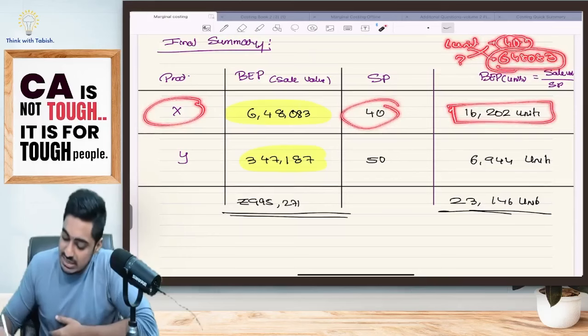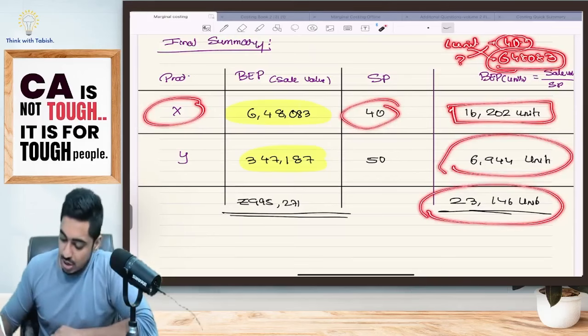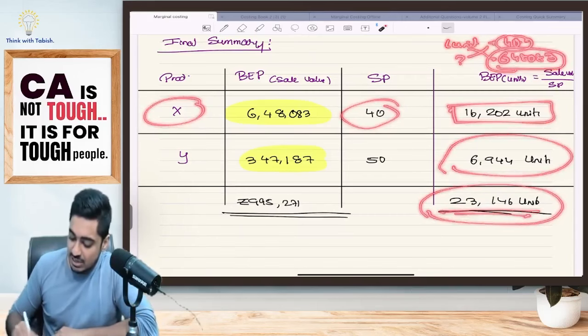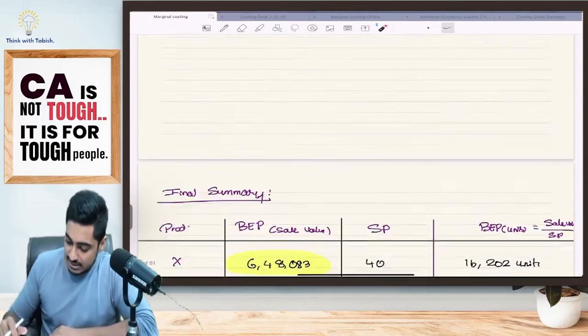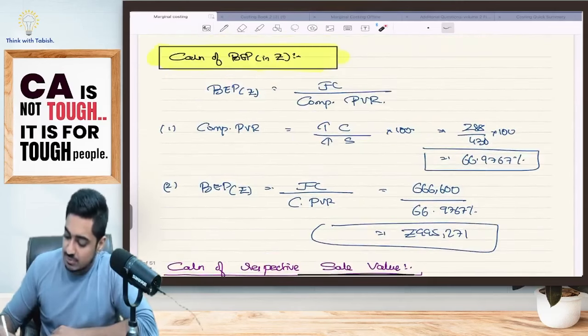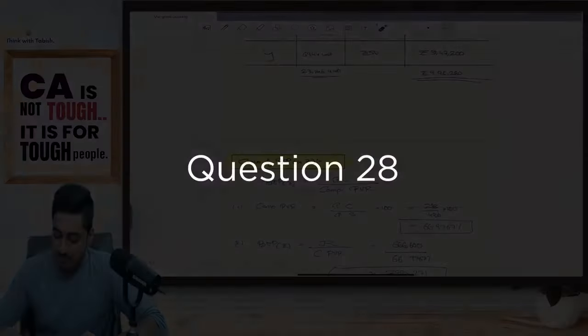Yes or no, everyone? Same is with the case of Y. So you will be getting 23,146. Quantity, it is tallying exactly. Value, I think some 100 rupees or 10 rupee difference is there. 995,271. Here I think I got it as 995,280. 10 rupees rounding off error is there. Is this clear, everyone?